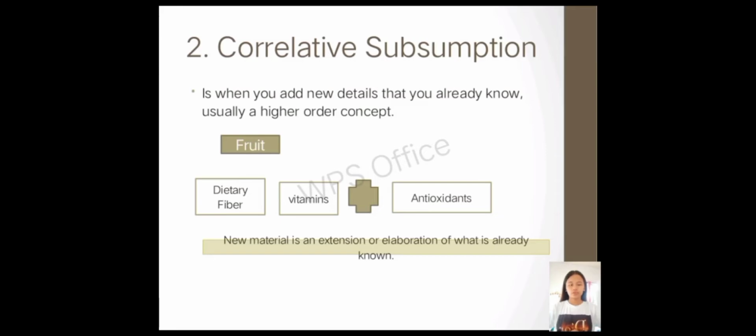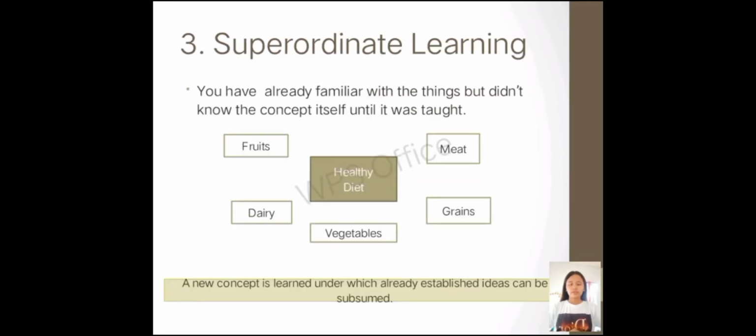what is already known. The third is superordinate subsumption, where you are already familiar with the things but didn't know the concept itself until it was taught. So for example, imagine that you were familiar with fruits, berries, vegetables, greens, and meats, but didn't know what those things were until you were taught that these were all kinds of healthy diet foods. In this case, you already know a lot of examples of the concept but didn't know the concept itself until it was taught to you. A new concept is learned under which already established ideas can be subsumed.